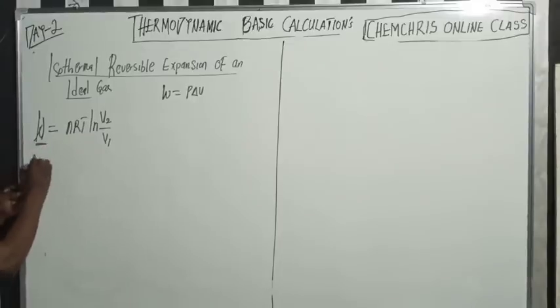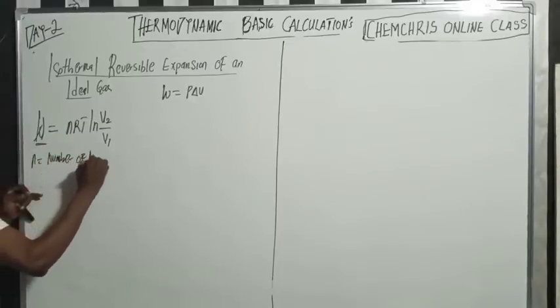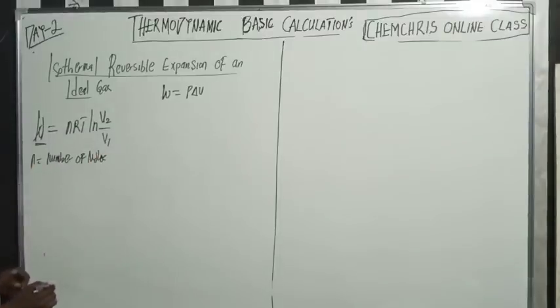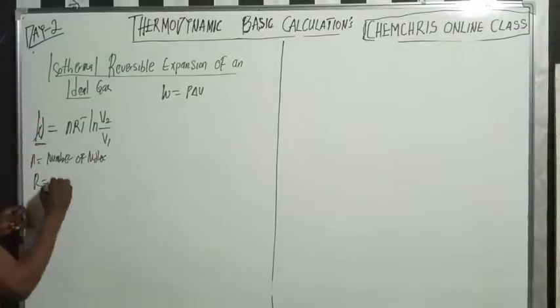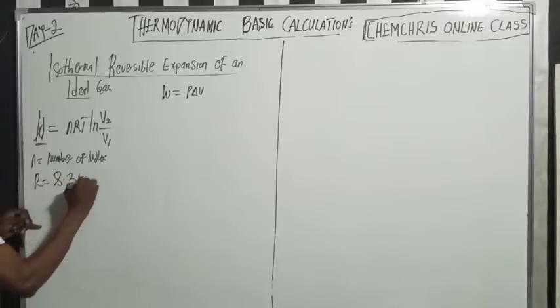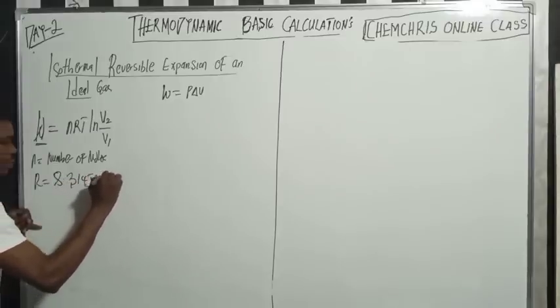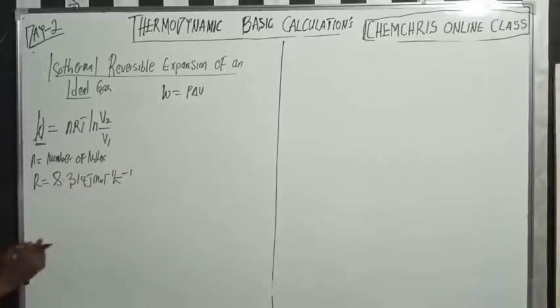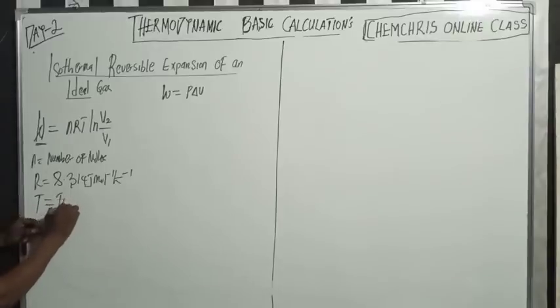n equals the number of moles. R is the gas constant, which is 8.314 joules per mole per Kelvin. It's okay. Joules per mole per Kelvin. Now, temperature must be in Kelvin. T is the temperature.